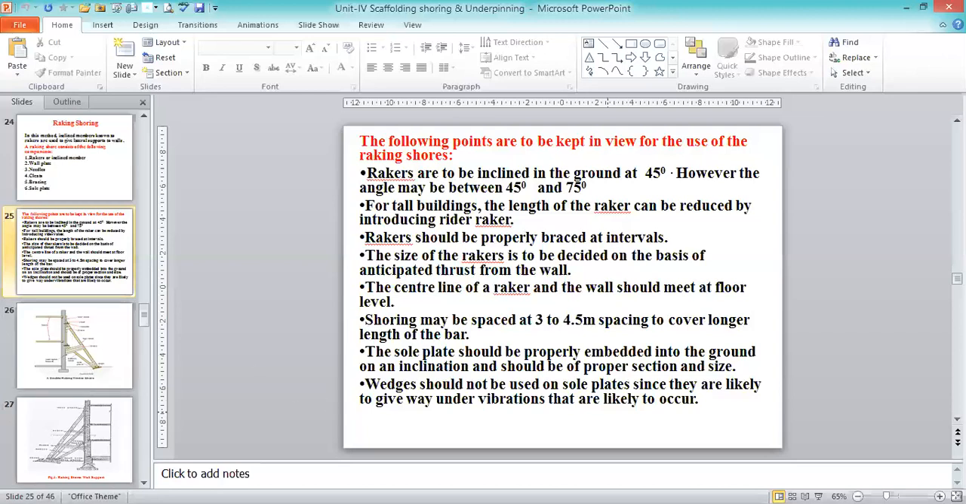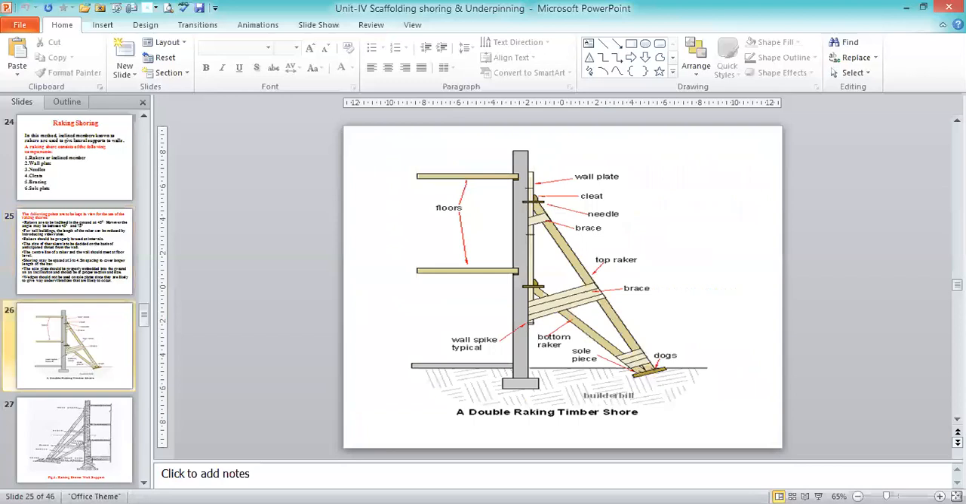So now we can see that the diagram is explaining this is the racking shore, a double racking timber shore we are going to provide. You can see that this vertical member is called the wall plate. Then the cleat, because your racker is not going to slide down, so the topmost piece we provide is called the cleat, giving rigidity to the inclined member. Then the needle we provide for fixing.